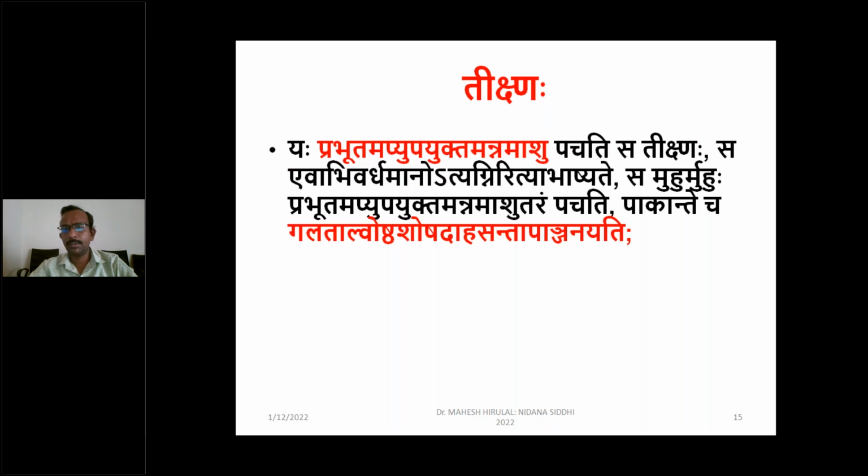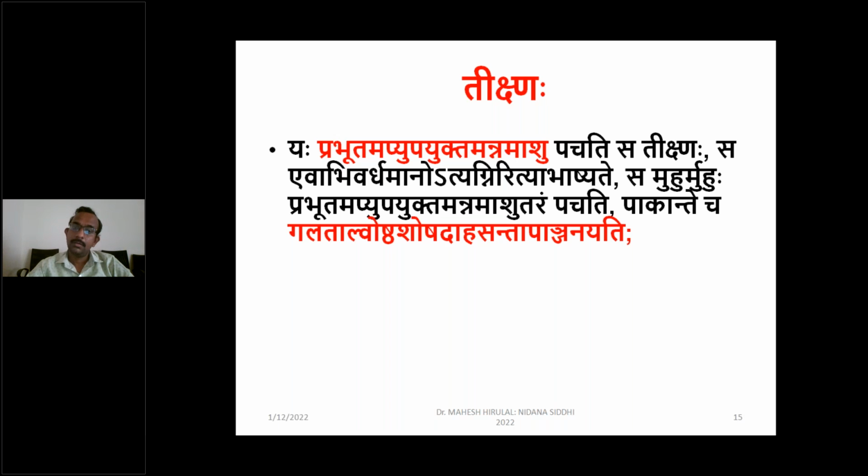Coming to the Tikshnagni, it is told that Prabhutam Annam Upayuktam Ashuhu Pachati. The person is taking a large quantity of food, but it is digesting very fast. And after the digestion, the person will start taking food muhur muhur, repeatedly. And the person's gala, talu, oshta shosha will be seen.